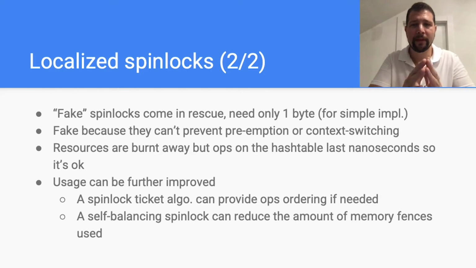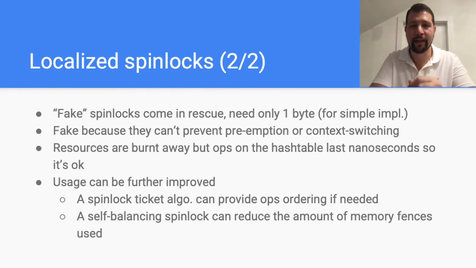I came up with some fake spinlocks because they need only 1 byte to be implemented, and they don't send the thread to sleep if the spinlock is locked by another thread. Of course, on the other side, they waste plenty of resources, but the operations on the hash table last really nanoseconds, so it's absolutely acceptable.